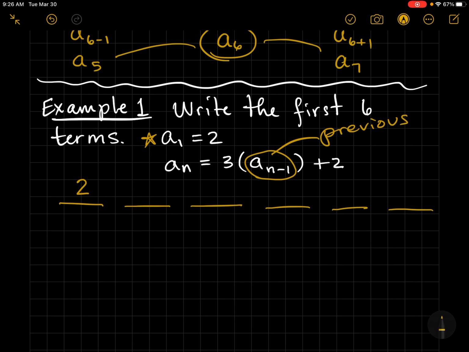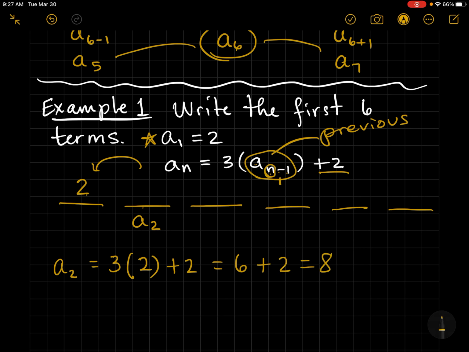Okay, so now if we want to know the next term, which happens to be a sub 2, if you were to plug 2 in here, 2 minus 1 is 1. So this is saying plug in a sub 1. But you can make it easy on yourself and always just plug in the previous term. So for a sub 2, this is saying 3 times the previous term plus 2. So that would be 6 plus 2 is 8.